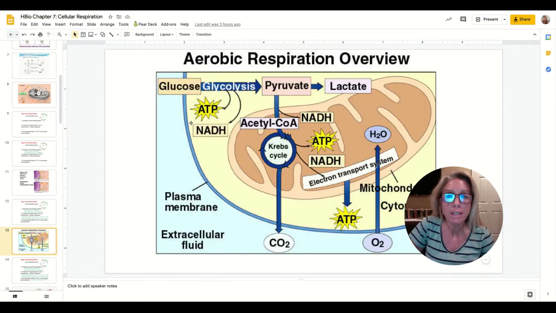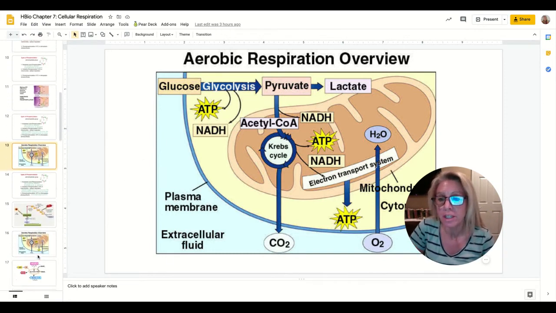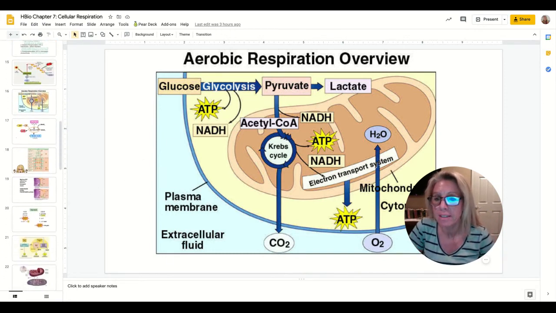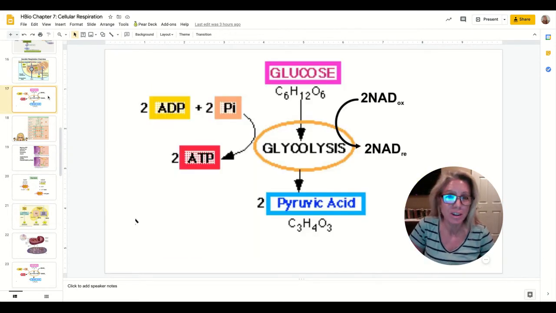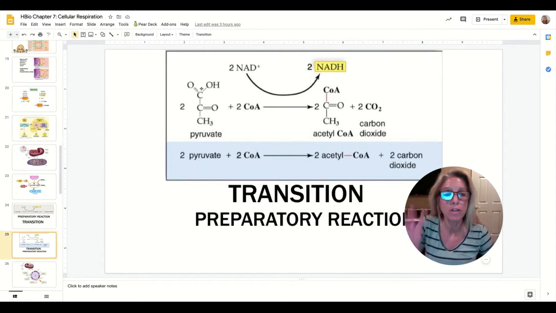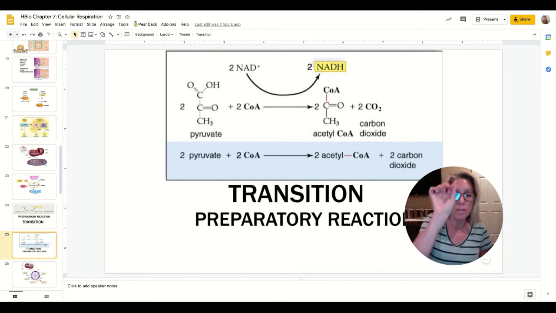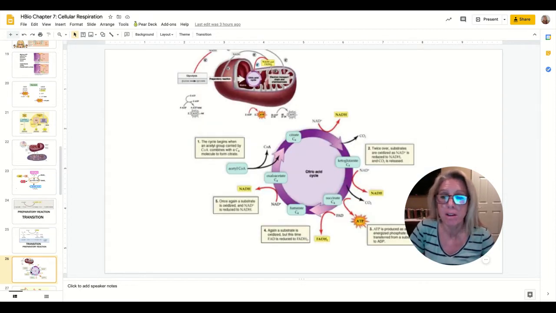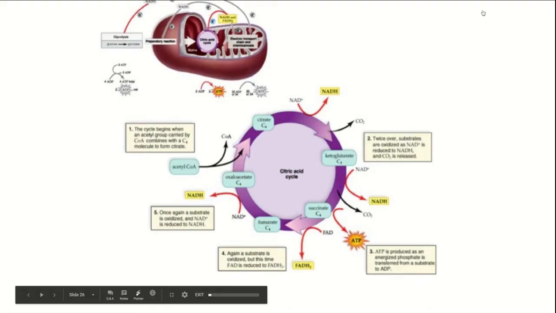Okay, so going back to here, I've already done glycolysis, 10 steps, 10 different enzymes, and you end with 2 pyruvic acids. In the transition reaction, which occurs in the mitochondria, you take your 2 pyruvic acids and remove a carbon off each one, and you can also reduce a couple NAD, and now we're ready to go into step 3 of aerobic respiration, which occurs in the matrix of the mitochondria. Okay, and now I'm going to go ahead and put myself in presentation mode.